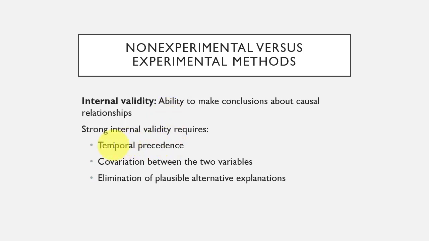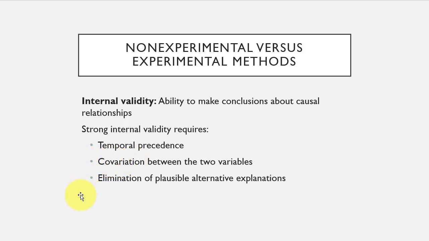Strong internal validity requires three things. The first is temporal precedence, meaning that A causes B, and it happens in that order. We'll look at some examples. We also look at the covariation between the two variables. If A occurs, B occurs. If A does not occur, then B does not occur. We want to see that the two variables vary together, so they co-vary, so covariation.